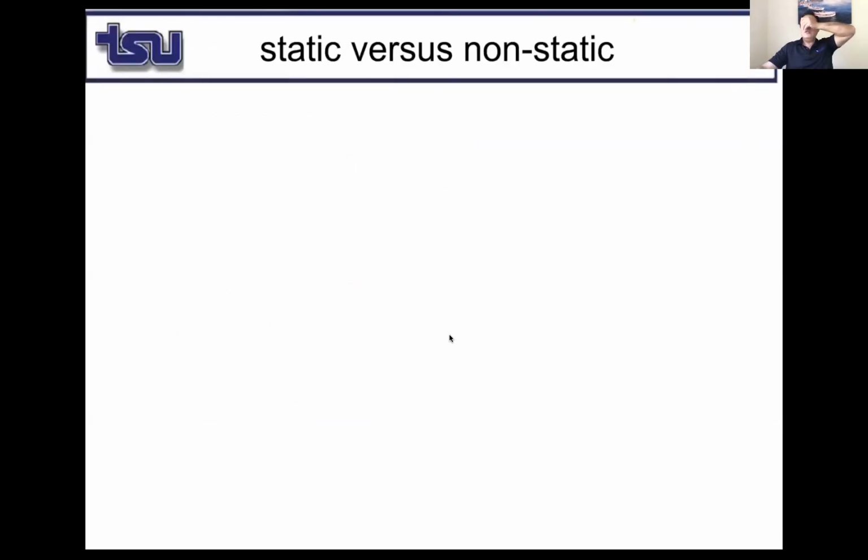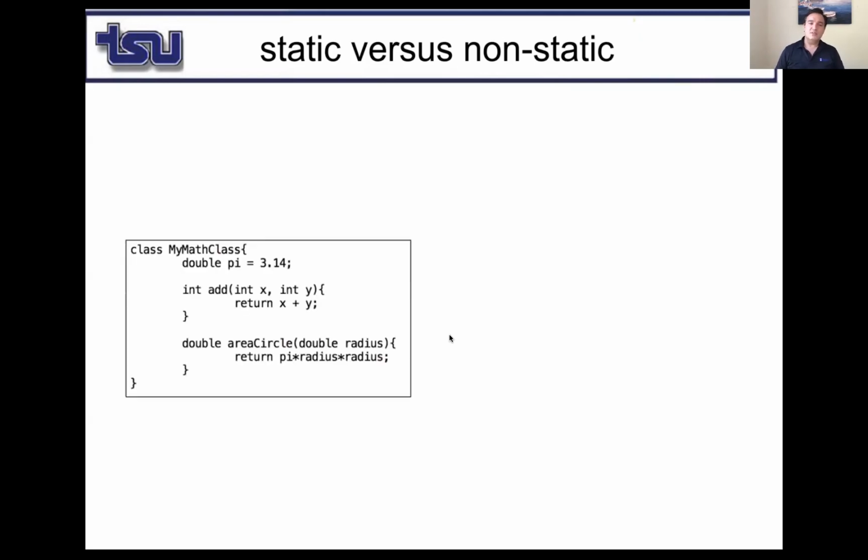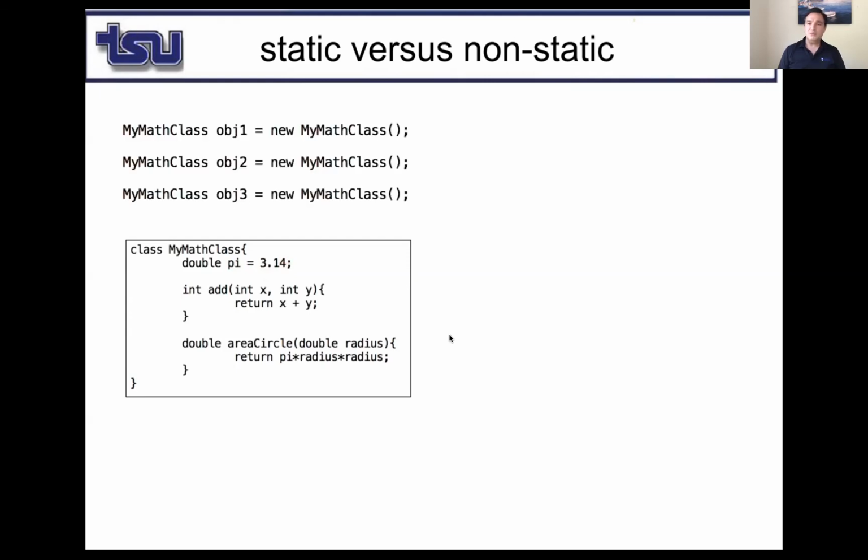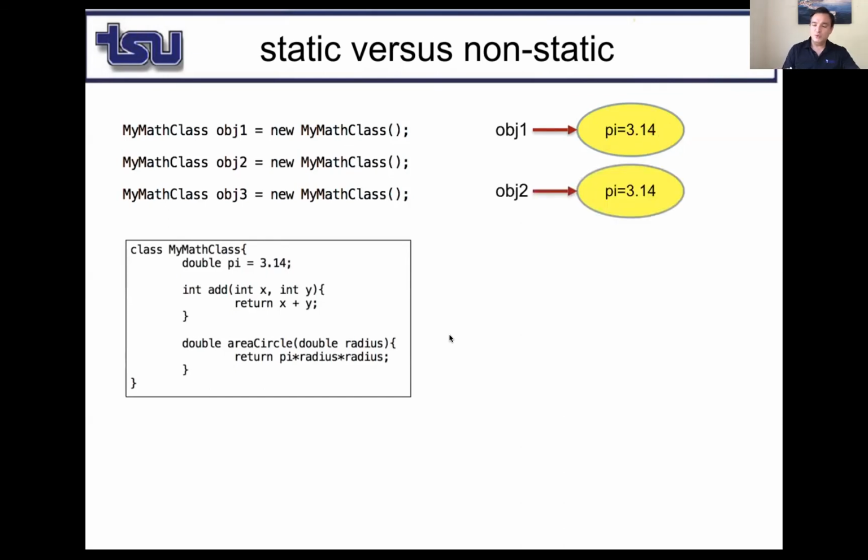Well, now, a very important concept, but easy. I want you to understand static versus non-static. Think about this class. Here, what I have is pi. Pi is initialized to 3.14, right? So assume I create 3 objects of this class. I created the first object, obj1. obj1 points somewhere in the memory space in which I have a pi. obj2 points to another memory space in which I have a pi. obj3 points to a memory space where I have another pi.